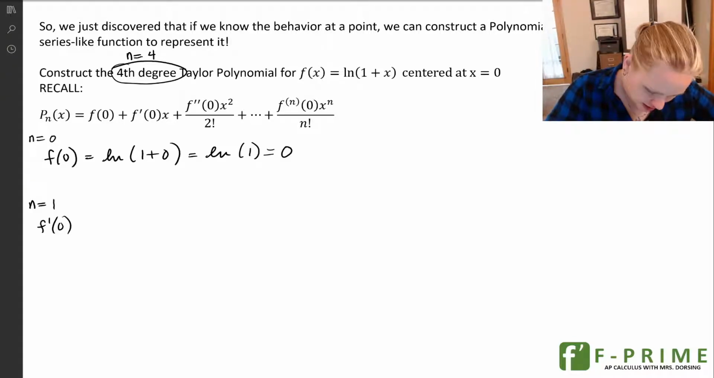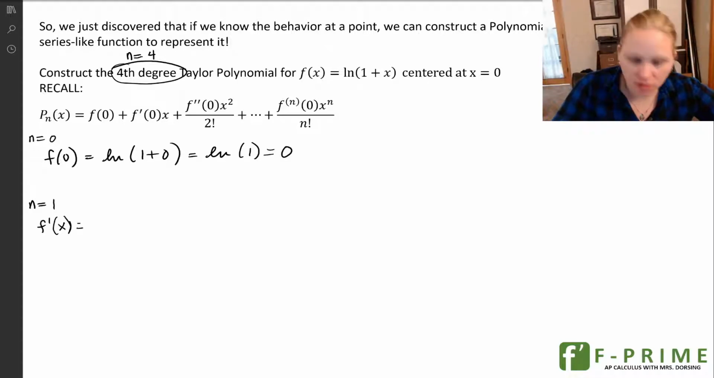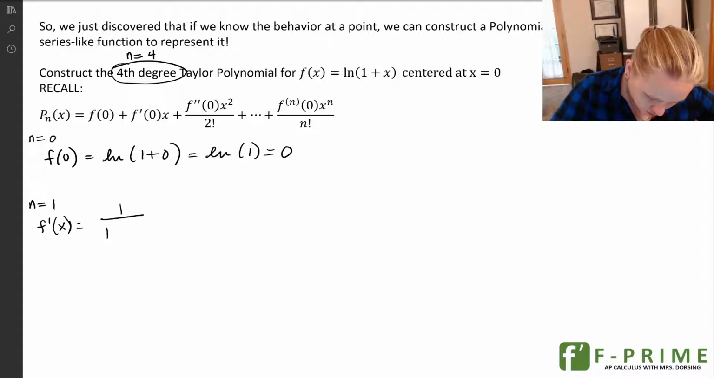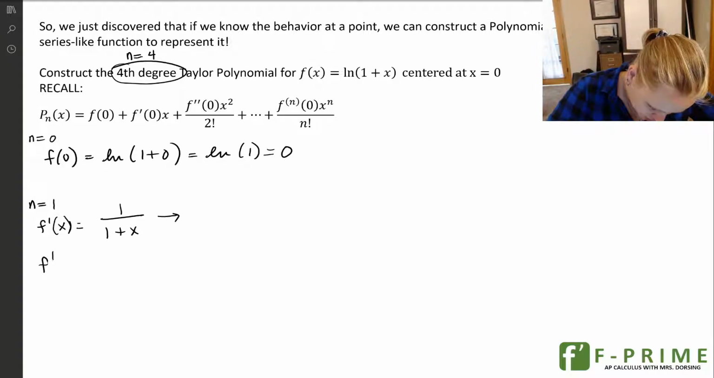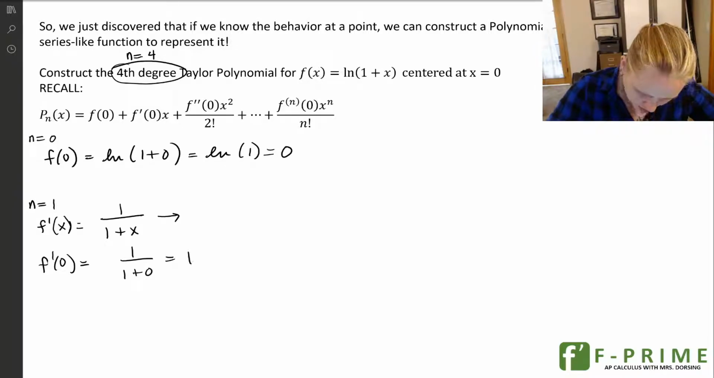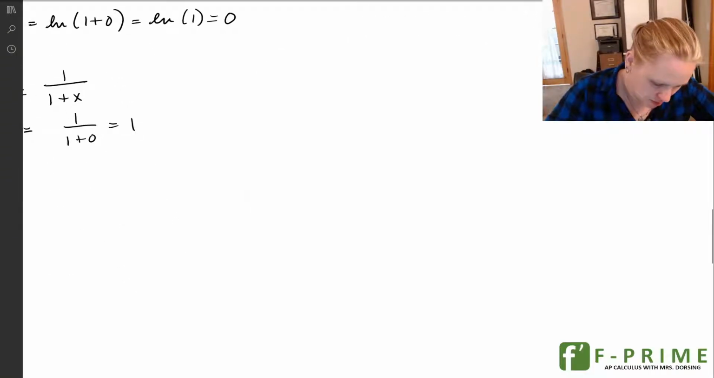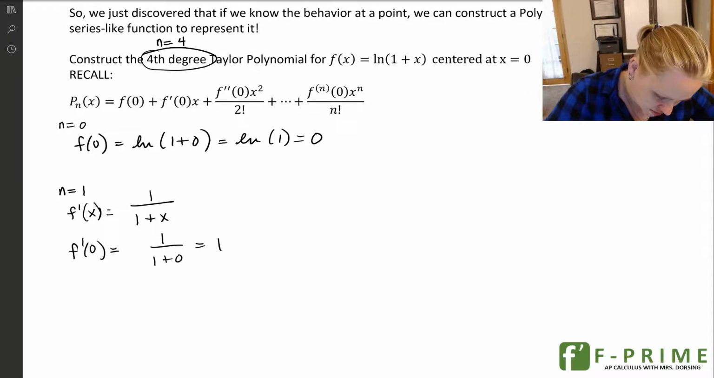So in order to find f prime of 0, we first need to find f prime of x. Well, doing my derivative, it should just be 1 over 1 plus x. So that means f prime of 0 is 1 over 1 plus 0, or 1. So that's easy. That's going to be kind of this value right here. Okay, so we have 0. That's going to go in here. We're going to kind of color code. Now let's keep on going.